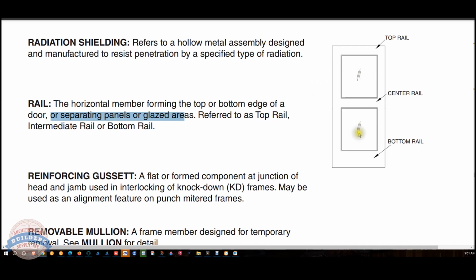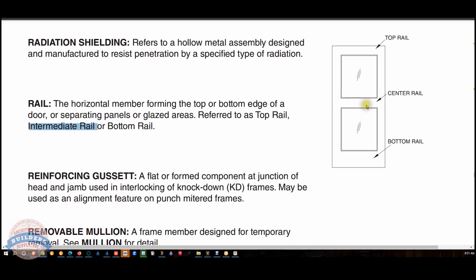Yeah, you could have a light over panel. You could have a light over louver. You could have louver over louver. You could have light, light, light, light, light. Referred to as top rail, intermediate rail, or bottom rail. So we've got yet another term, intermediate rail. I don't think of it as that. I would call this a lock rail, just the parlance I would use.